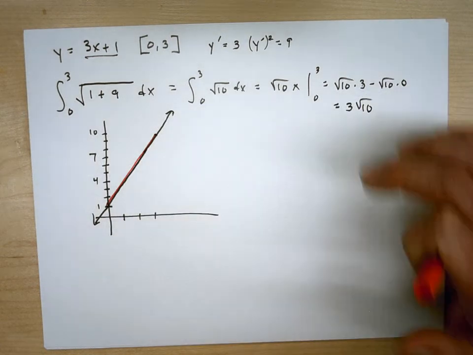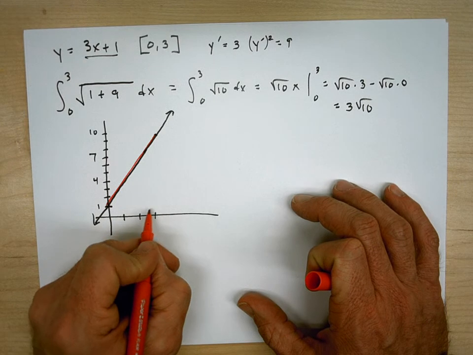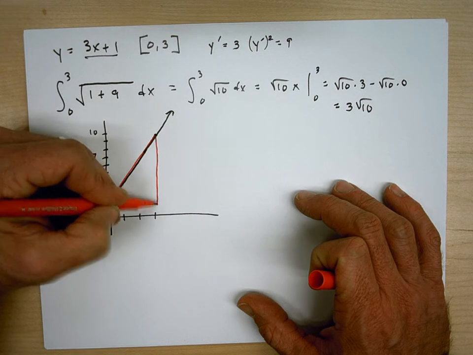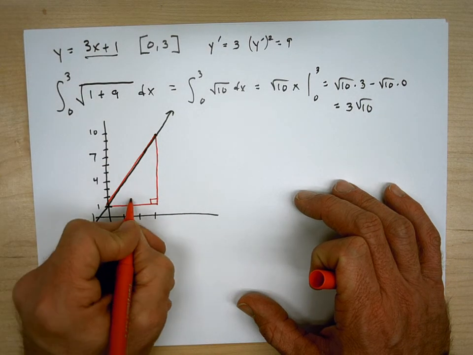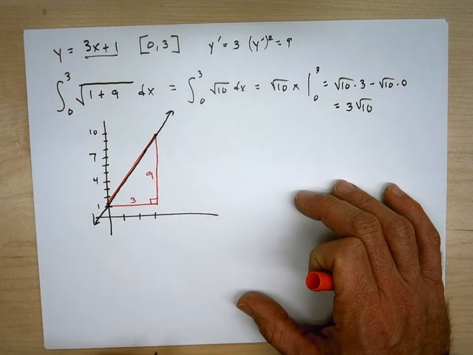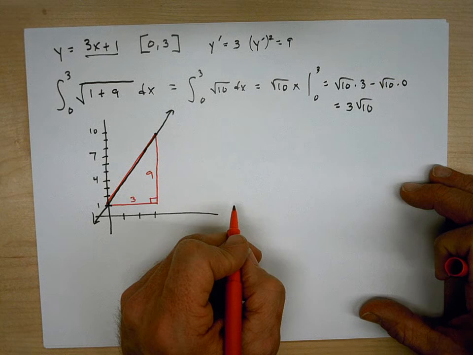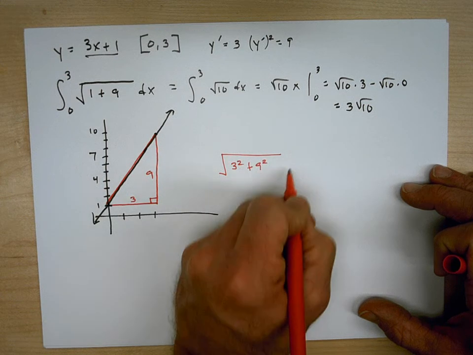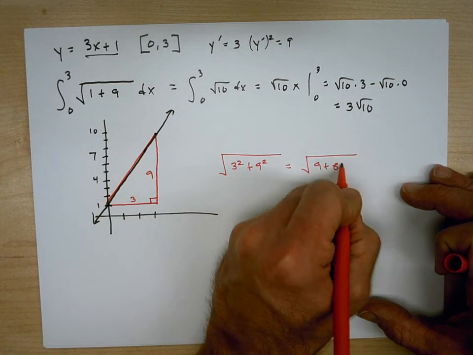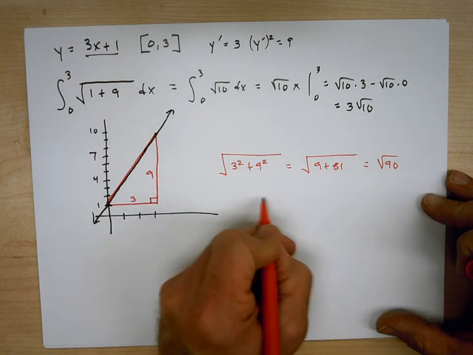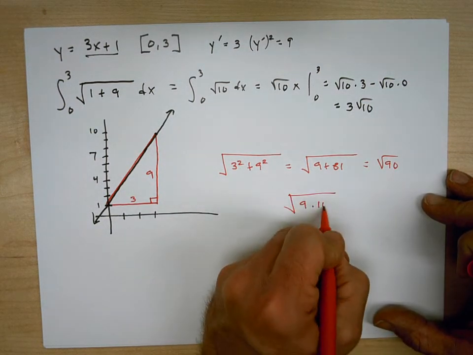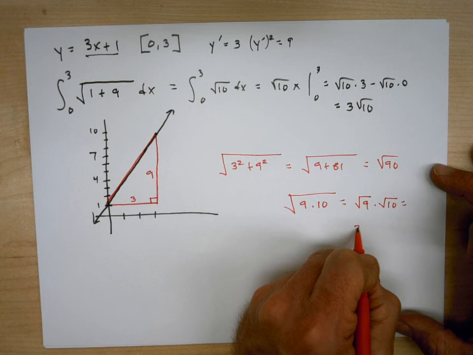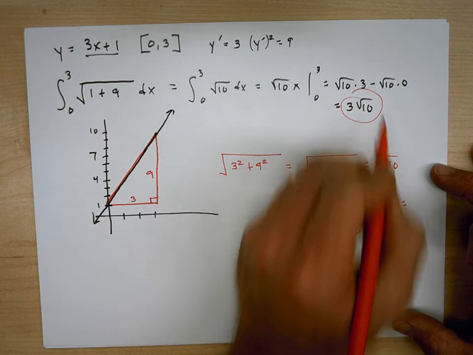But we're working with a line here, right? So we have other ways to do this besides using the arc length formula. Let's just draw in a right triangle. Now we know the length of this side is 3, and from 1 up to 10, the length of that side is 9. So now we can just use the Pythagorean theorem, right? So we're going to have the square root of 3 squared plus 9 squared, which equals the square root of 9 plus 81, which is the square root of 90, which we could rewrite as the square root of 9 times 10, the square root of 9 times the square root of 10, which is 3 square root of 10. Exactly what we got before.